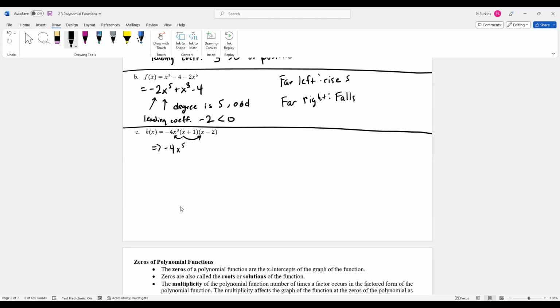So that's my degree, right? My degree is 5. That's odd. And my leading coefficient is once again negative. So it's the same exact behavior as the one we just did. So far left rises, far right falls. Okay.